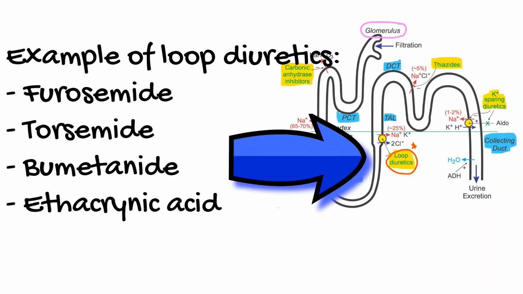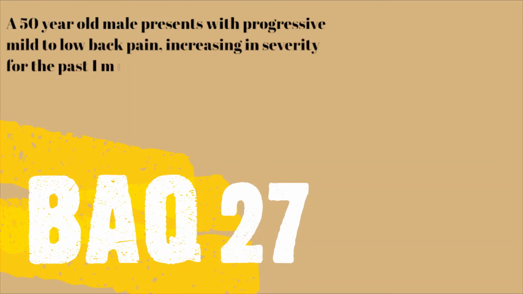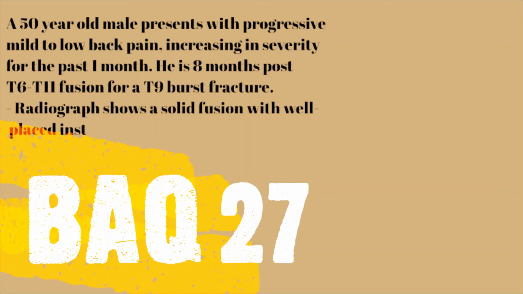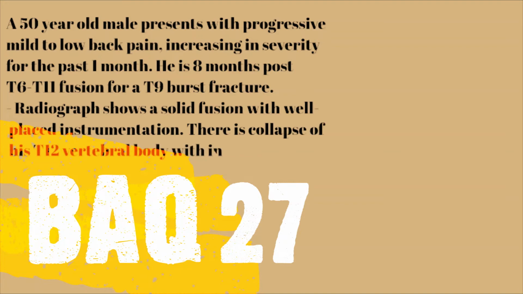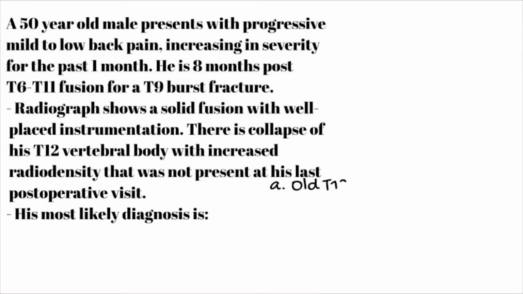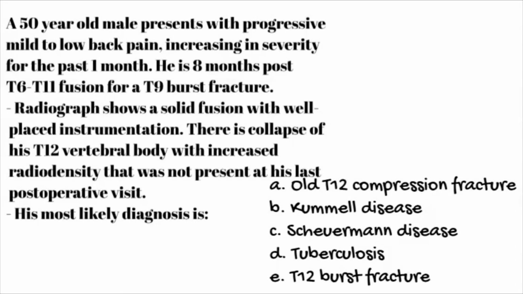That's all. Thank you. A 50-year-old male presents with progressive mild to moderate low back pain increasing in severity for the past 1 month. He is 8 months post T6 to T11 fusion for a T9 burst fracture. Radiograph shows a solid fusion with well-placed instrumentation. There is collapse of his T12 vertebral body with increased radiodensity that was not present at his last post-operative visit. His most likely diagnosis is A. Old T12 compression fracture, B. Kummel disease, C. Scheuermann disease, D. Tuberculosis, E. T12 burst fracture.